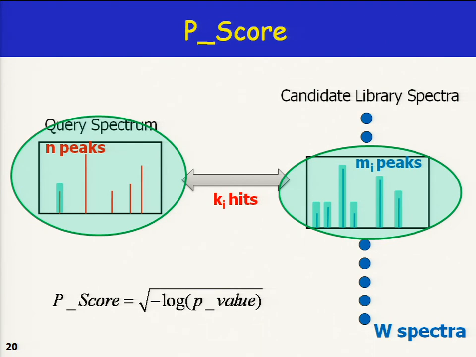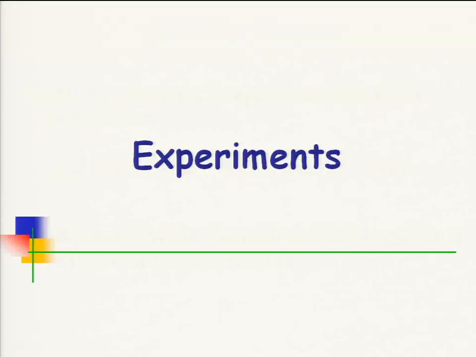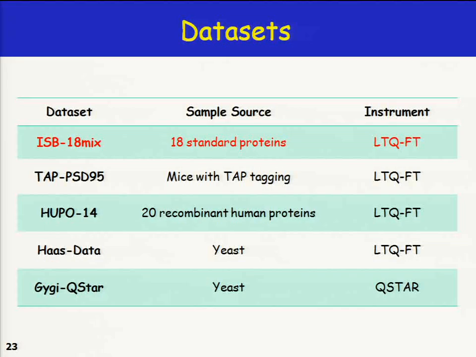It can be that if one sub-score is larger, a smaller value may result in the other, and vice versa. Since we have two sub-scores, we have the first score called match. It is the product of the two sub-scores. And this P-match score for a candidate is defined. Today, the performance of P-match can be evaluated on the dataset.